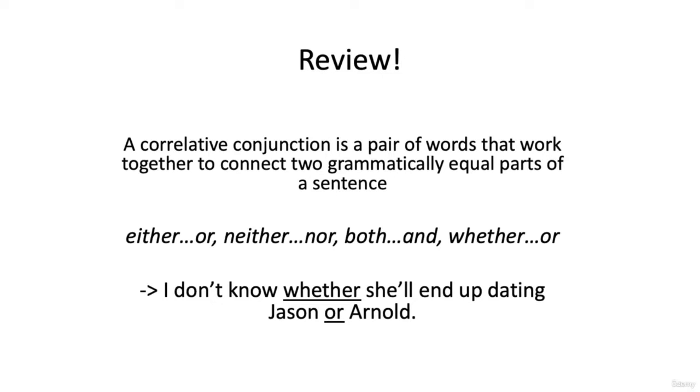A correlative conjunction is a pair of words that work together to connect two grammatically equal parts of a sentence. Some examples of correlative conjunctions are either or, neither nor, both and, whether or. For example, I don't know whether she'll end up dating Jason or Arnold.